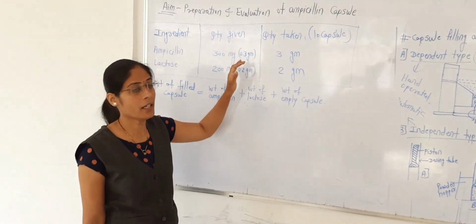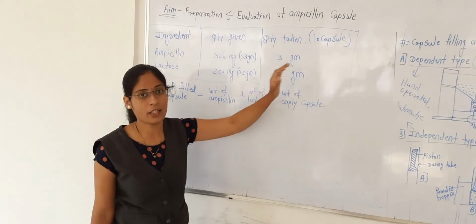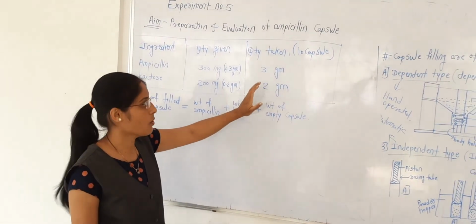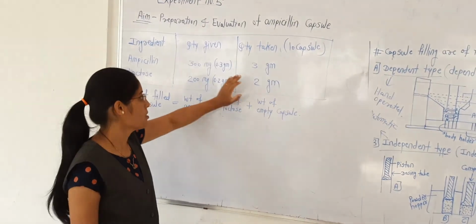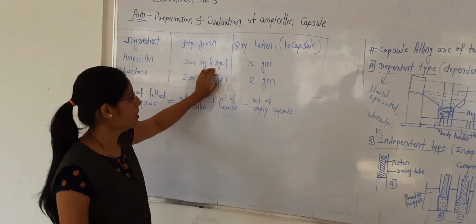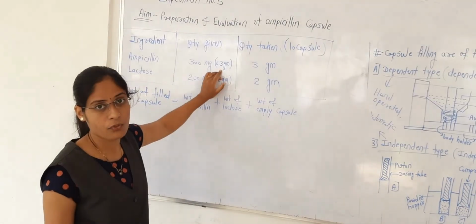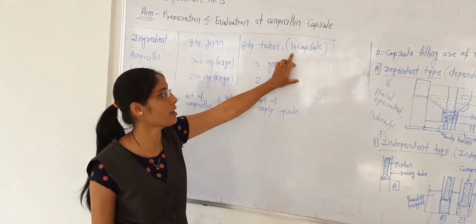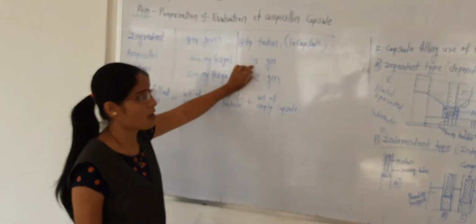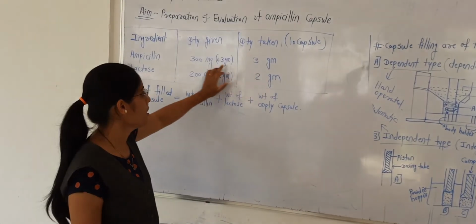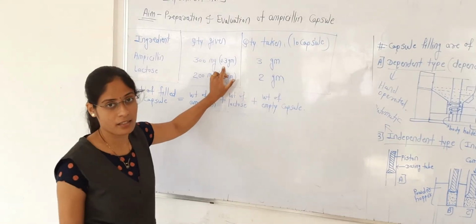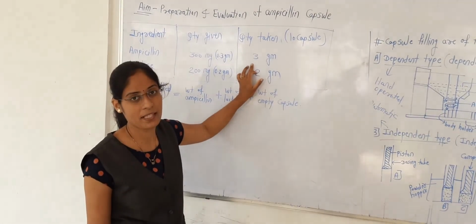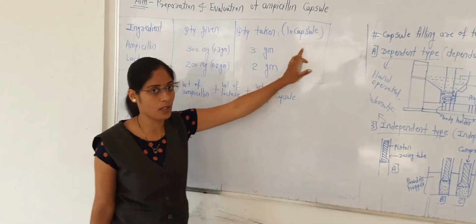So we can prepare a total of 10 capsules, or we can fill 10 capsules. So we can increase the dose according to those 10 capsules. 0.3 gram of drug is used for one capsule. So how many grams of drug are used for 10 capsules? The cross multiplication gives 3 grams. Okay, 0.3 gram of ampicillin is used for one capsule and 3 grams of ampicillin is used for 10 capsules.